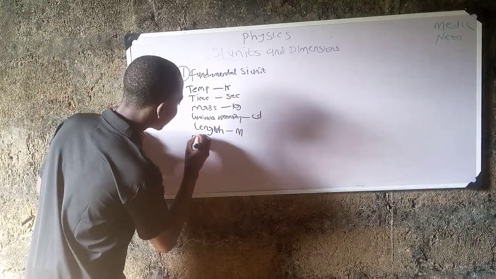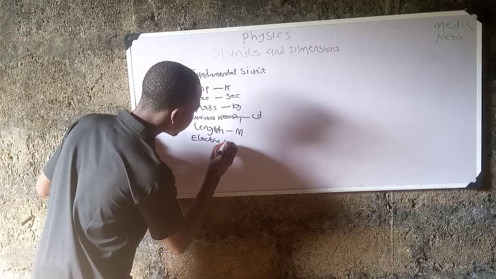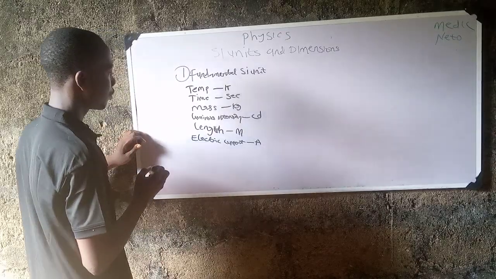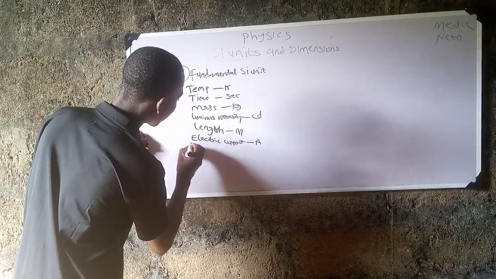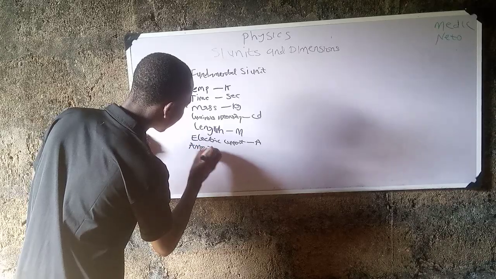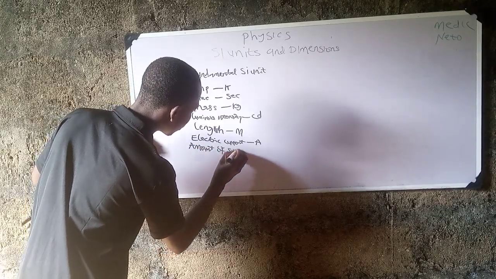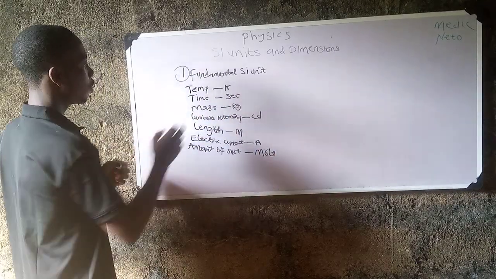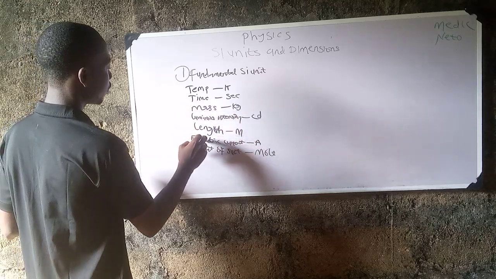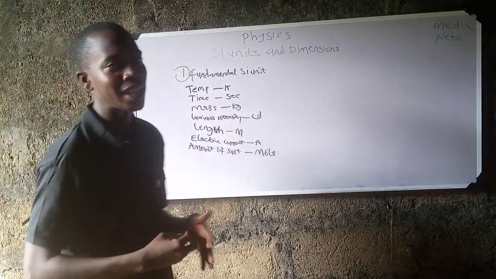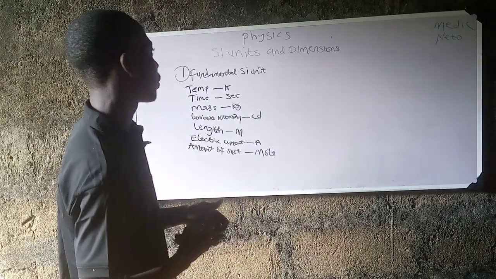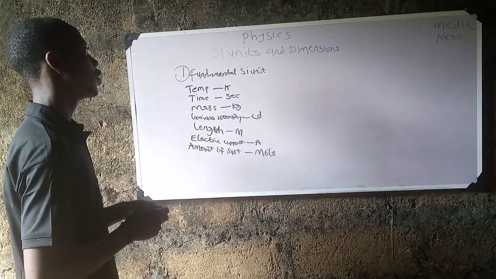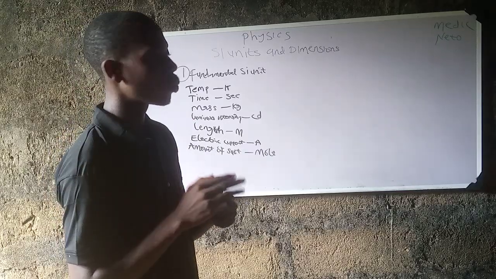We have electric current measured in ampere. We have amount of substance measured in mole. So 1, 2, 3, 4, 5, 6, 7. These are the 7 fundamental SI units we have in physics. As far as it is from SS1 to SS3, these are the fundamental SI units we have in physics. They are just the basic units used to measure quantities.